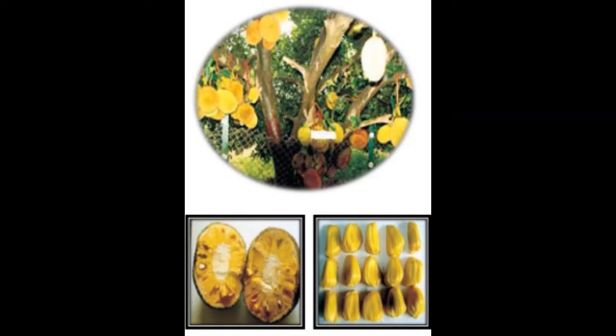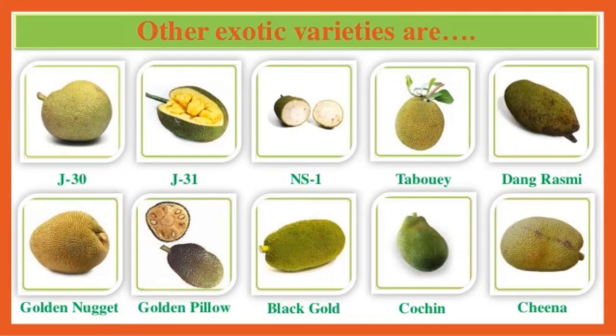Swarna. The University of Agricultural Sciences developed this variety as a good yielder that bears fruits in bunches on the trunk, primary and also secondary branches. Hybrid jack is a cross between Singapore jack and Vellipala.